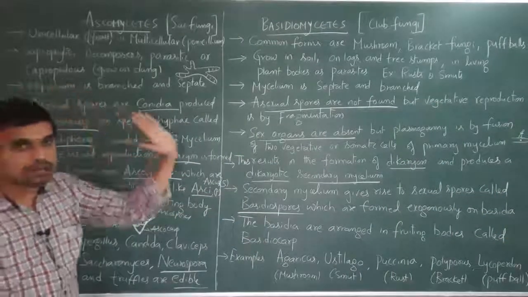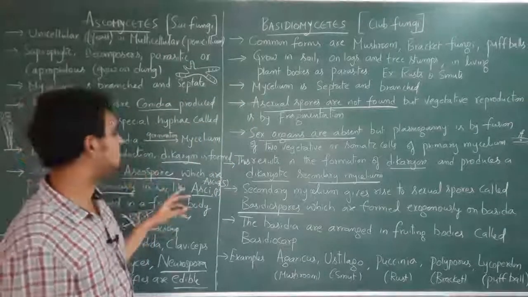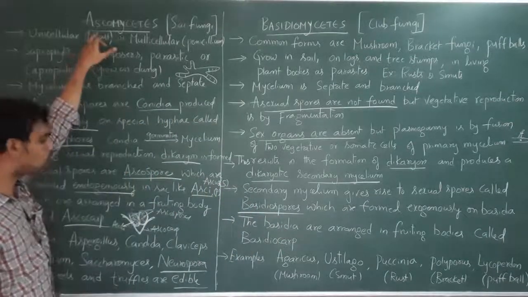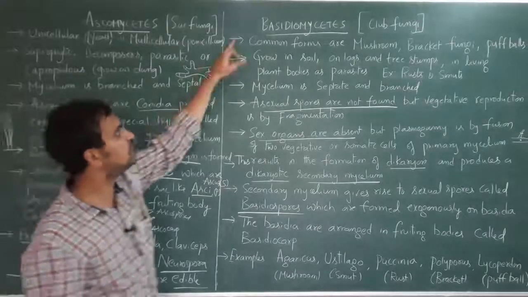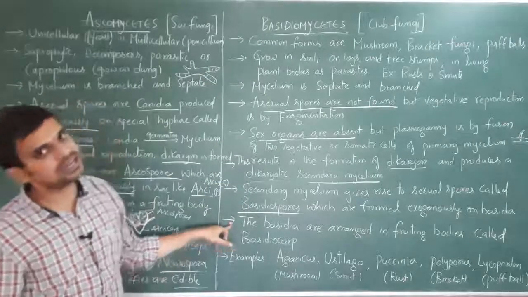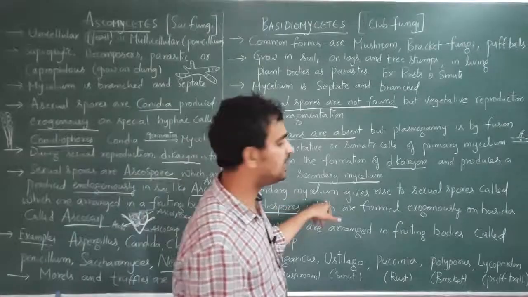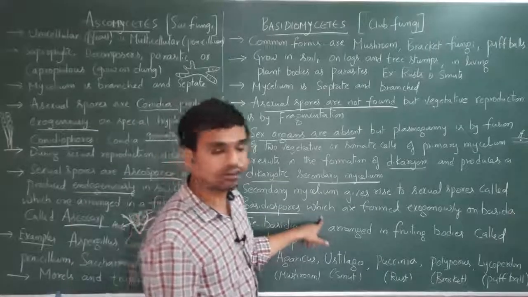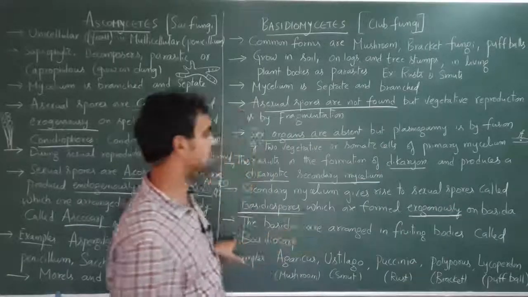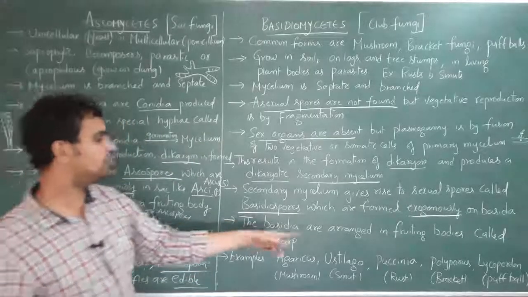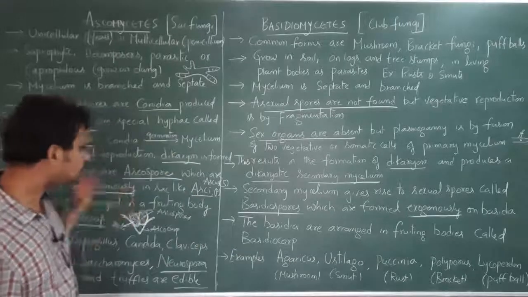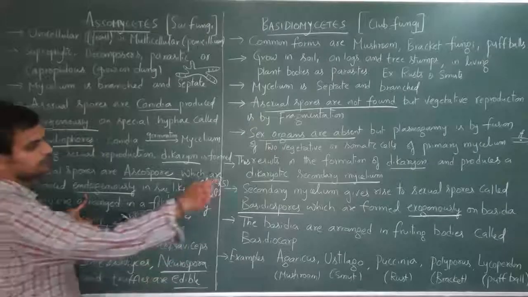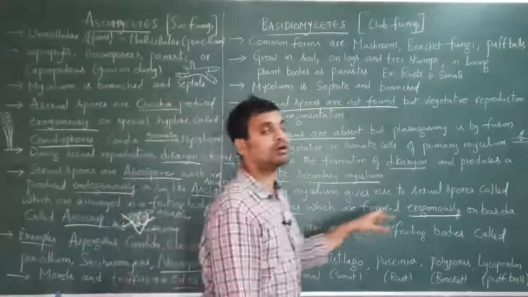So asexual spores are absent in basidiomycetes and sexual spores are present. What are the sexual spores? Basidiospores. The sexual spores in case of ascomycetes are ascospores; in case of basidiomycetes they are basidiospores. The name itself indicates. The secondary mycelium gives rise to sexual spores called basidiospores, which are formed exogenously on basidia. The basidia are arranged in fruiting bodies called basidiocarp. Here, ascospores are sexual spores which are formed endogenously. Here, basidiospores are sexual spores which are formed exogenously.